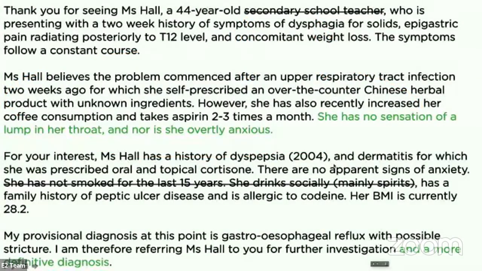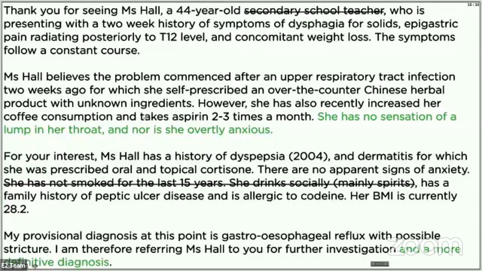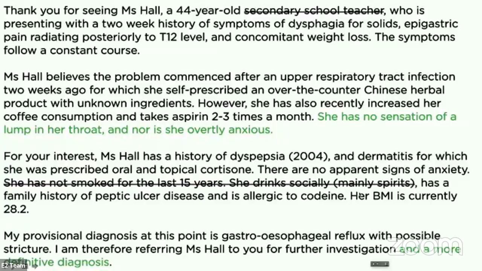Ms. Hall believes the problem commenced after an upper respiratory tract infection 2 weeks ago, for which she self-prescribed an over-the-counter Chinese herbal product with unknown ingredients. However, she has also recently increased her coffee consumption and takes 2 to 3 aspirins a month. This would probably be irrelevant, to be honest, because it's just unremarkable. 2 to 3 times per month. Maybe it's relevant, we'll leave it. She has no sensation of a lump in her throat, and nor is she overtly anxious.